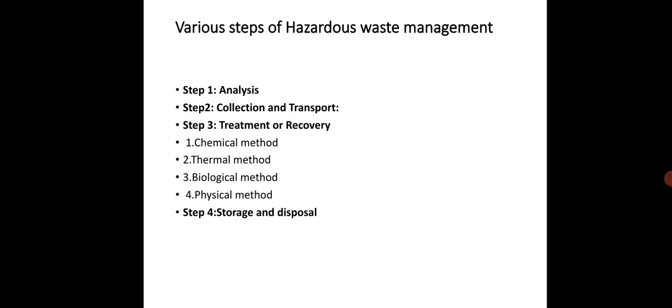The fourth is the physical method, like evaporation, sedimentation, solidification, flotation or filtration. With these, the waste volumes become reduced. Solidification is achieved by encapsulating waste in concrete or plastic containers. The fourth step is storage and disposal. Hazardous wastes are not destroyed by incineration or any other chemical process. They need to be disposed of properly. This can be done by surface storage, deep well injection, or the landfill method.